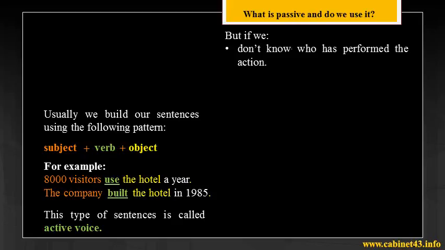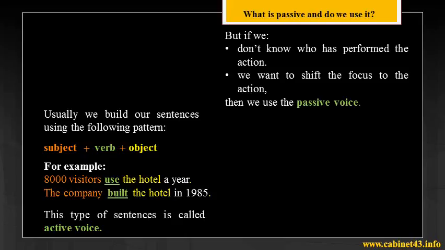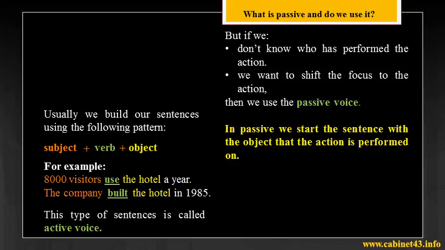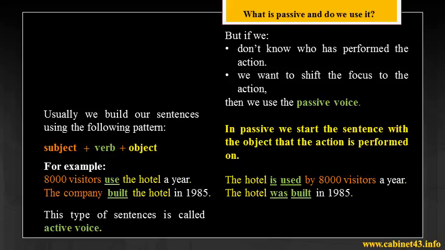But if we don't know who has performed the action, or we want to shift the focus to the action, then we use the passive voice. In passive we start the sentence with the object that the action is performed on. The hotel is used by 8,000 visitors a year. The hotel was built in 1985.